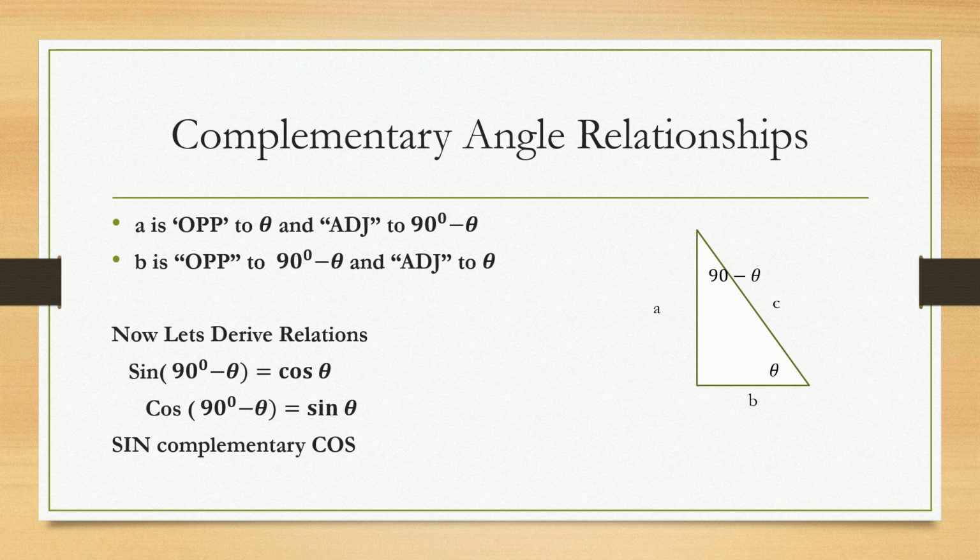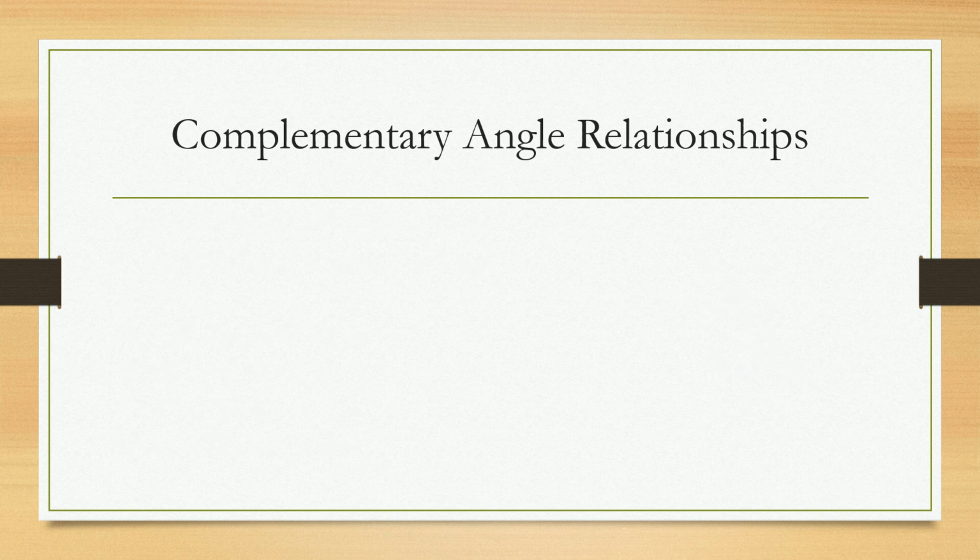Here is one important point: sine is complementary to cos. That is why the name of cos is cosine. Cosine is also not the full name. Actually, it is complementary sine. The first 2 letters from complementary are taken, CO, with sine, and the word cos is created. So sine and cos are complementary to each other.